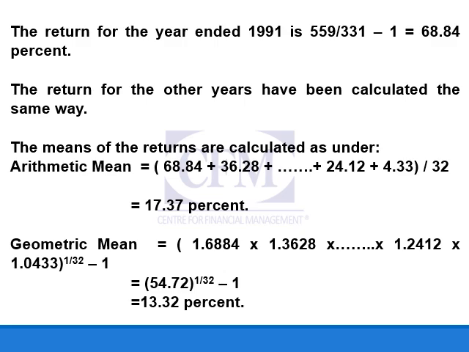17.37%. As far as the geometric mean return is concerned, we have to multiply the return relatives for 32 years. The return relative for the first year, 1991, is 1.6884. The return relative for the last year, 2022, is 1.0433. Multiply all the return relatives, whatever is the product, raise it to the power of 1 by 32 and then subtract 1. We get a geometric mean return of 13.32%. This represents only the return on account of capital value changes.